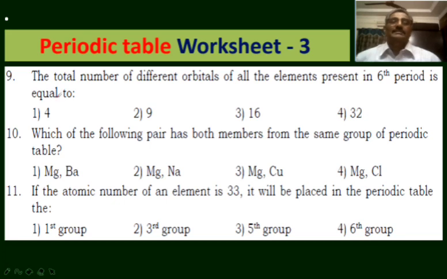Next, ninth question. The total number of different orbitals of all the elements present in the 6th period is... all the elements are present in the sixth period. How many elements are arranged in the sixth period? In the sixth period, there are 32 elements, and the number of orbitals available will be 16 only. Each orbital can accommodate 2 electrons. So number of orbitals available in the sixth period is 16. That is 3 is the right option.